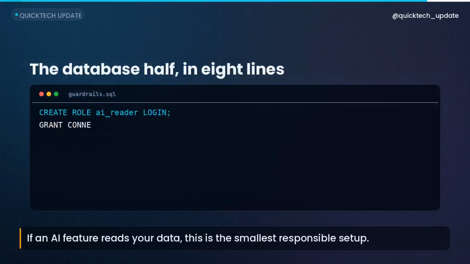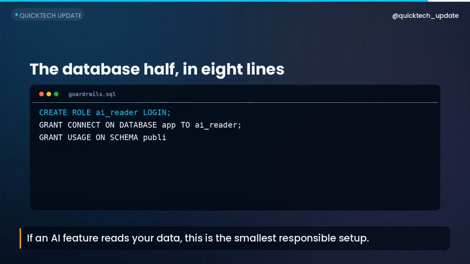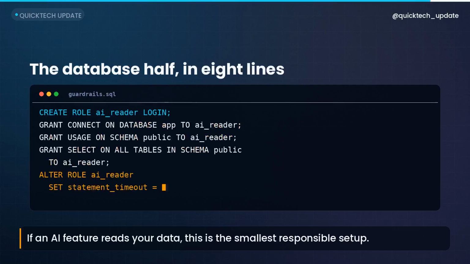The database half is about 8 lines. Create a role. Grant connect, grant usage, grant select, and nothing else. Set a 5-second statement timeout. Point it at the replica rather than the primary. 10 seconds of work today against a very long incident call later.